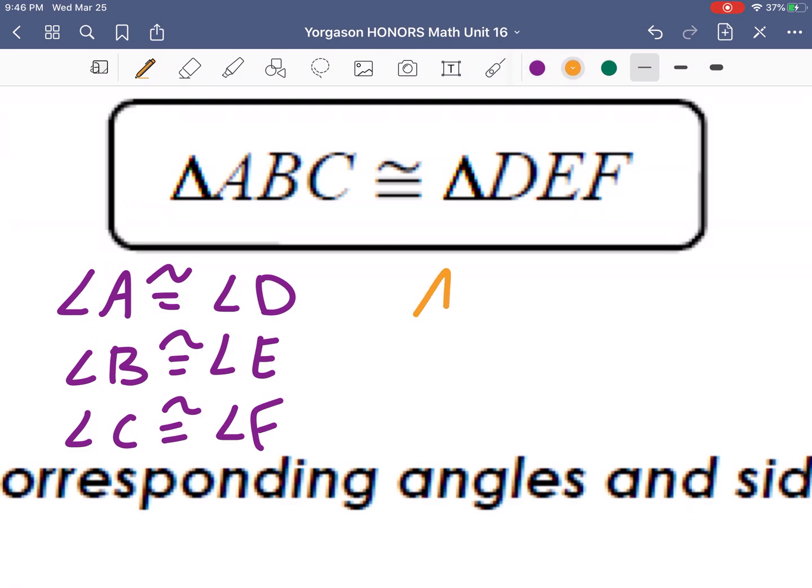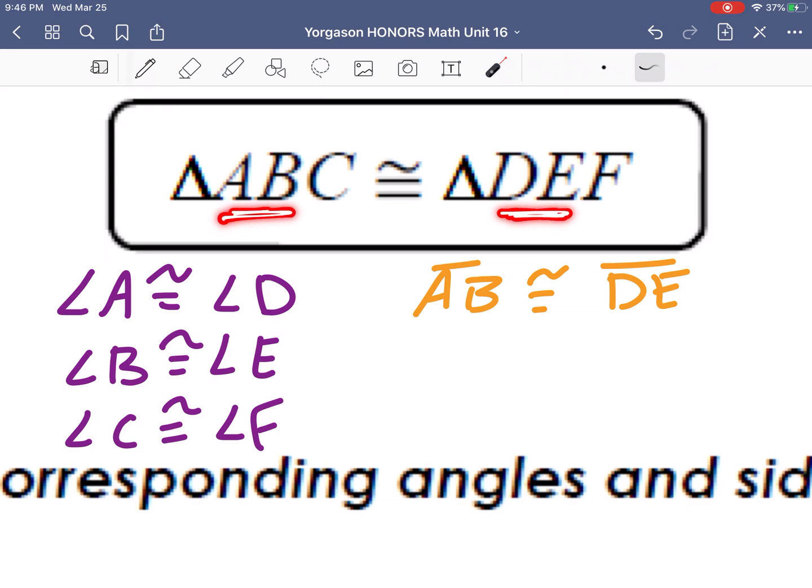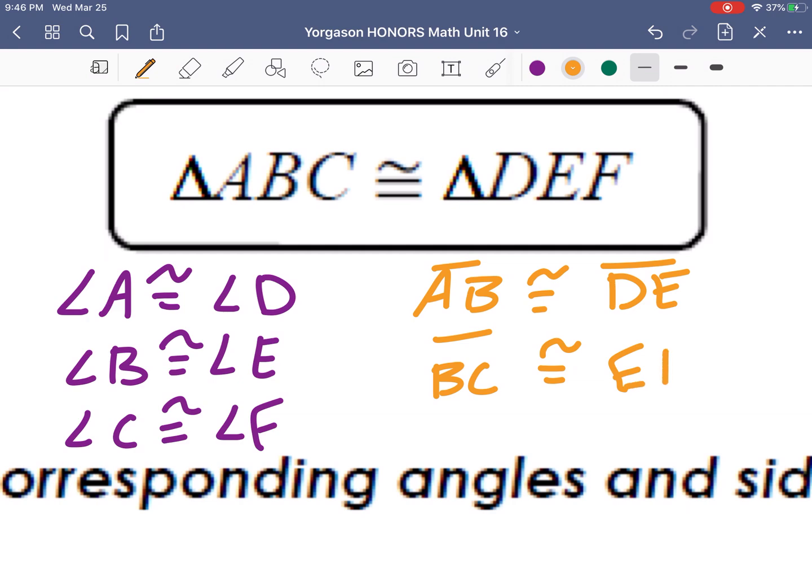We can also talk about the segments, right? I can say segment AB is congruent to segment DE. Those are the first two letters listed in each of them. Okay, so I'm just using those two things right there. I could say then that segment BC is congruent to segment EF. That's the next two letters in each of them. There's a sixth statement. Can you guess what that one would be?